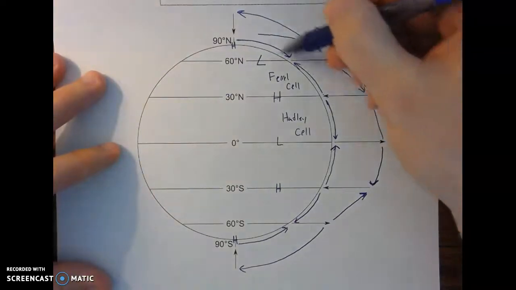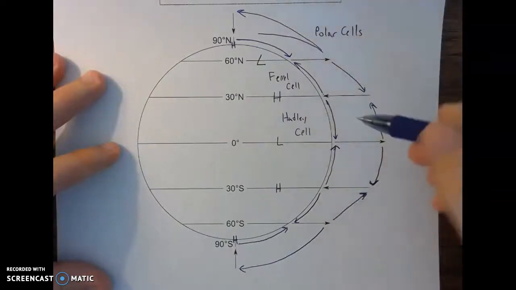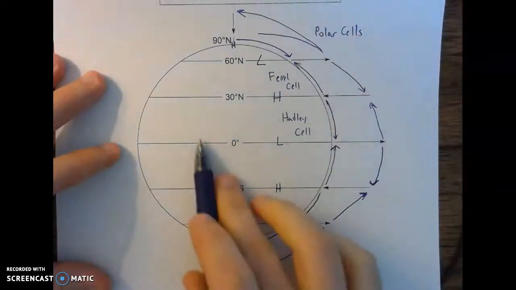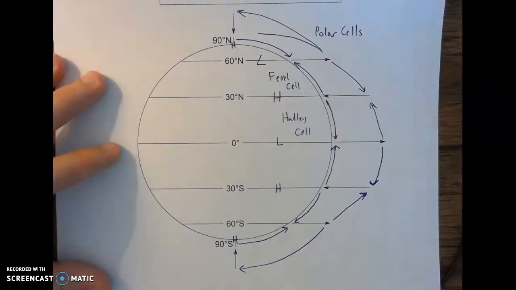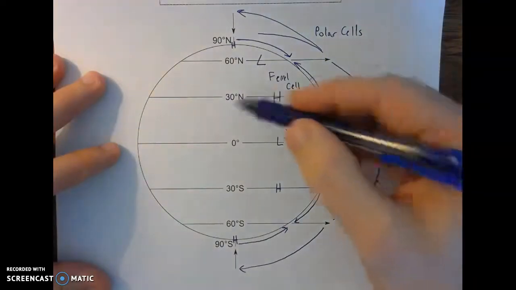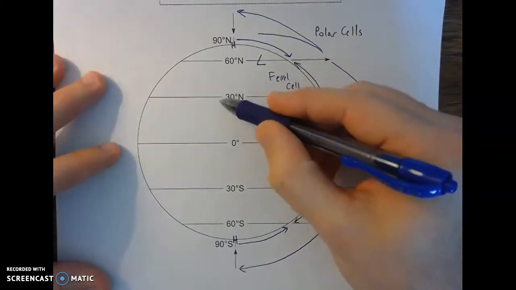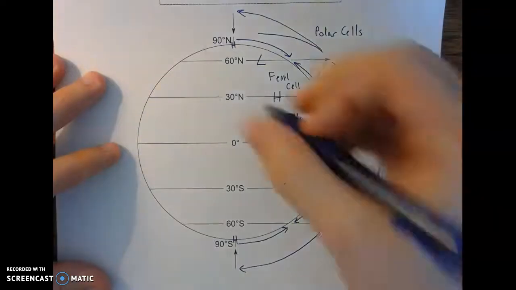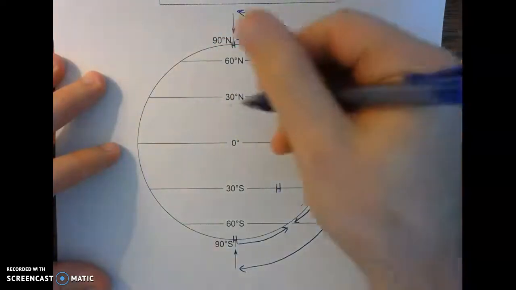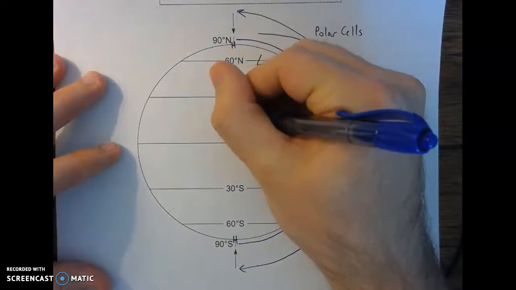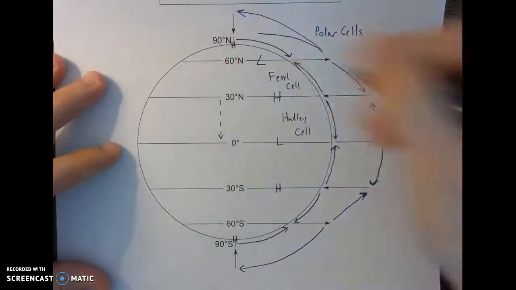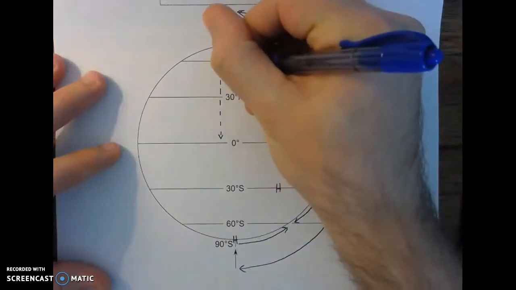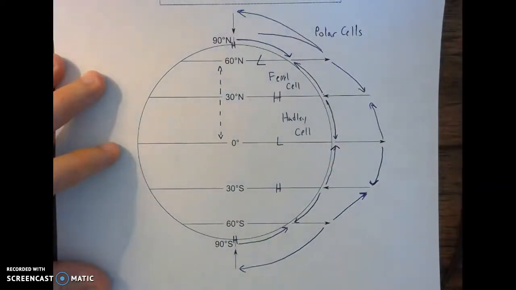So these winds that I drew right along the surface of the Earth, I'm going to use the remaining space over here to show you what happens with those winds. We know that the winds are coming from 30 north towards the equator and up towards 60 north. But they don't simply go in a straight path like this. Surface winds don't move in straight lines.